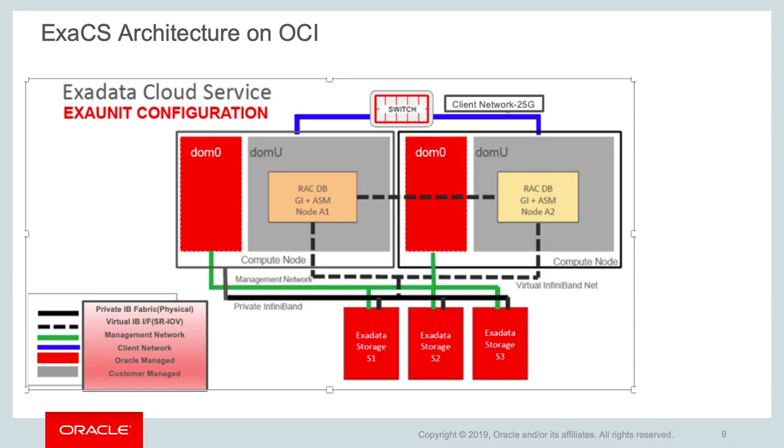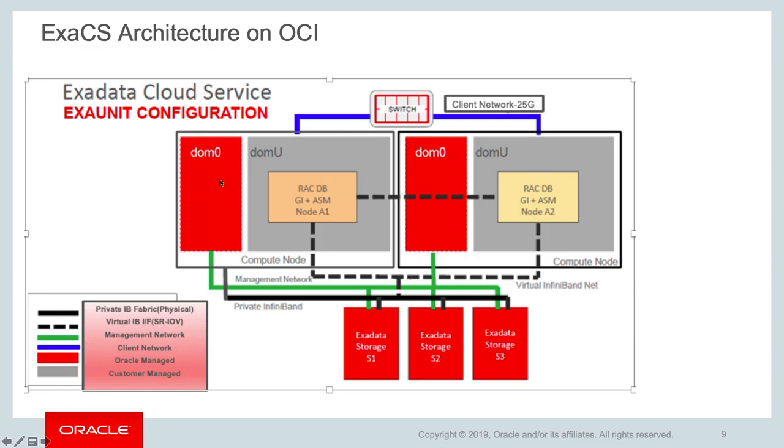Now we'll look at the ExaCS architecture on OCI. Each Exadata database server contains at least one virtual machine known as DomU. They are running on a VM hypervisor known as Dom0, and this configuration ensures a distinct separation between the Oracle managed and customer managed components. Oracle manages the hardware, firmware, and Dom0 by using the Integrated Lights Out Manager, ILOM, and Dom0 management network interfaces. Customers have no access to these interfaces.